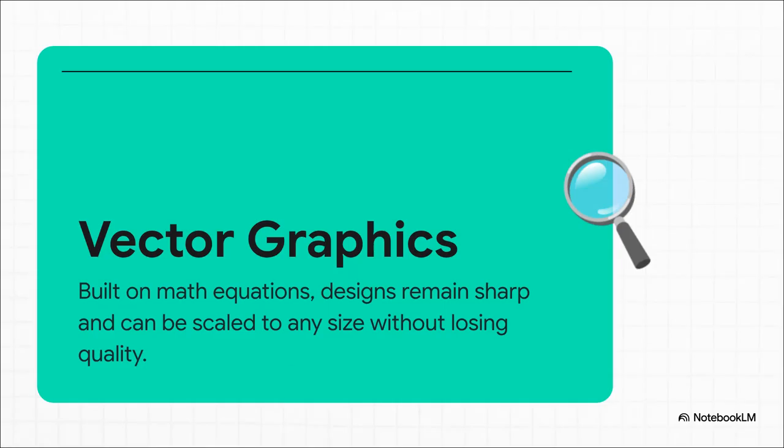Okay, let's talk vectors. The easiest way to think about a vector graphic is like a recipe. It's not made of dots, it's made of math. Lines and curves, all based on equations. So what does that mean for you? It means you can take that design and blow it up to the size of a billboard, or shrink it down for a tiny app icon, and it will stay absolutely perfectly sharp. No fuzziness ever. That's why it's the king for things like logos.